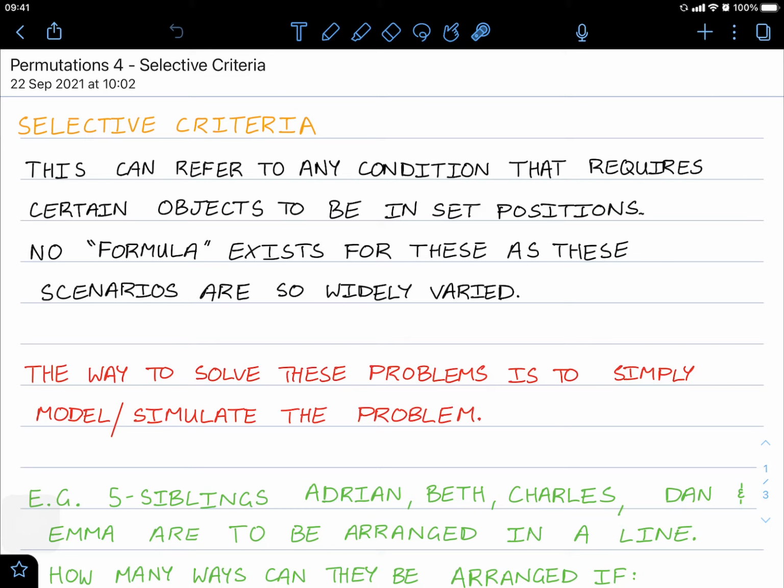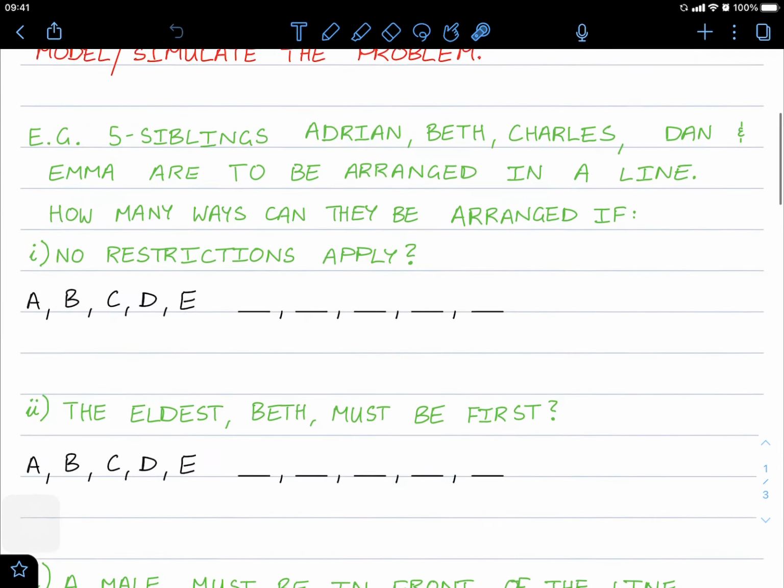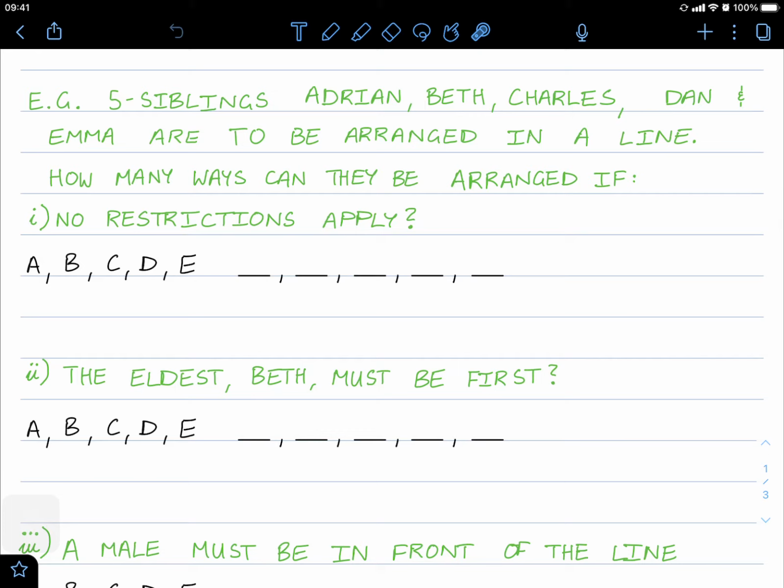In this video we'll be looking at selective criteria. This can refer to any condition that requires certain objects to be in set positions. No formula exists for these, as these scenarios are so widely varied. The way to solve these problems is to simply model or simulate the problem. And I'll demonstrate this in this set of examples.